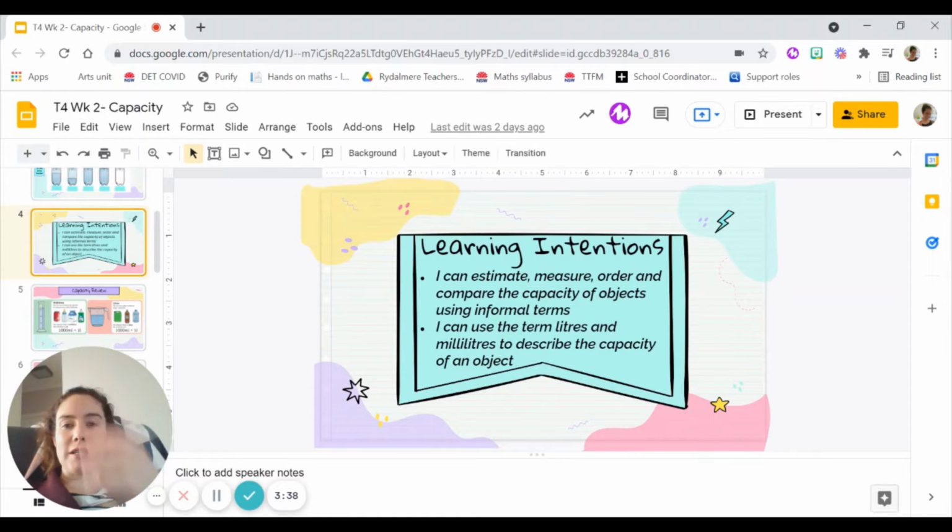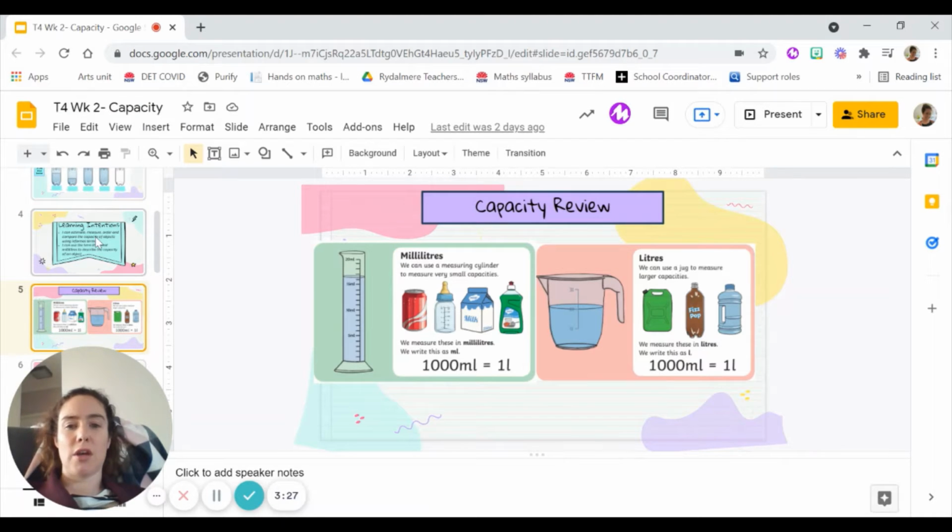Our learning intention is I can estimate, measure, order, and compare the capacity of objects using informal terms, and I can use the terms liters and milliliters to describe the capacity of an object. So let's review capacity again. We have two posters here.